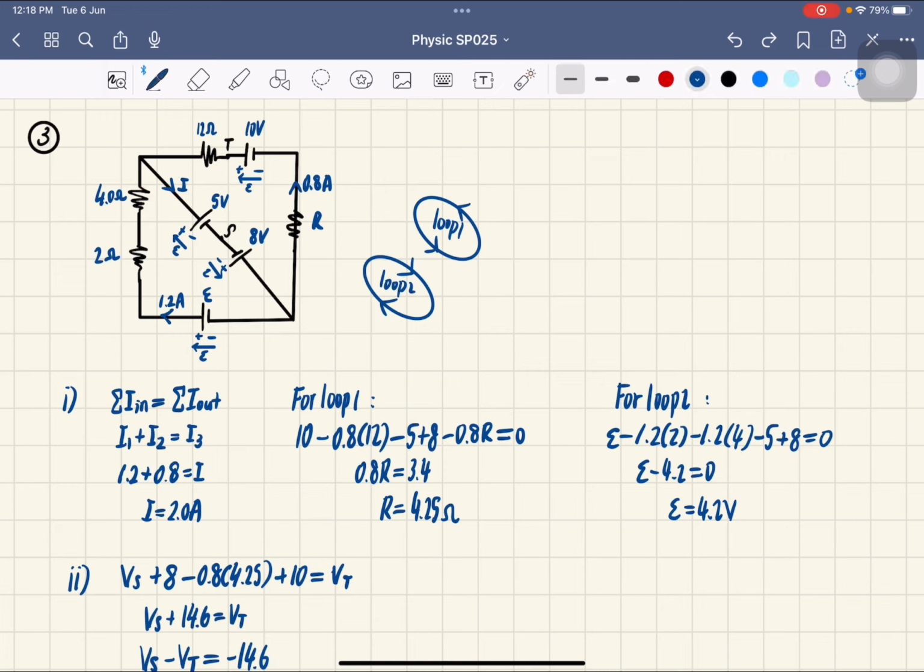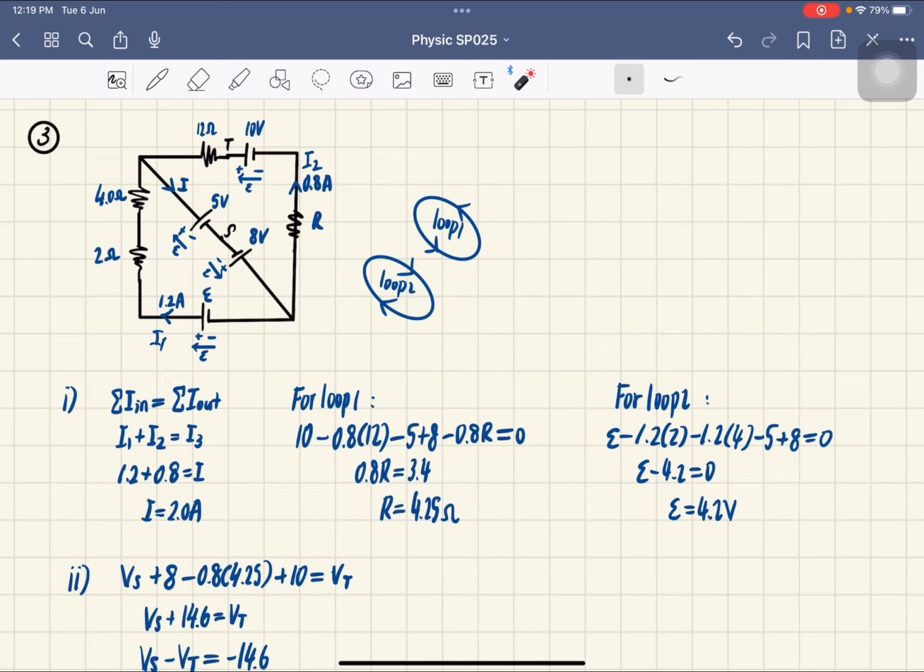So we label this as I2 and this one is I1. So the I in is equal to the total of I out. The I in is I1 plus I2, and the current out is I3, which is value I. So we can construct the equation: I1 plus I2 equal to I3, and substitute the values. 1.2 plus 0.8 equal to I, and we will get the value of I, which is the third current, and the value is 2 ampere.